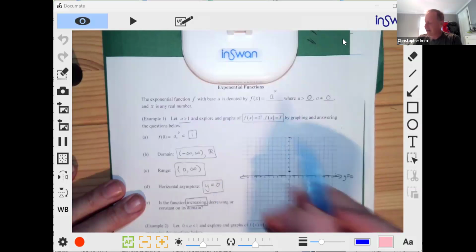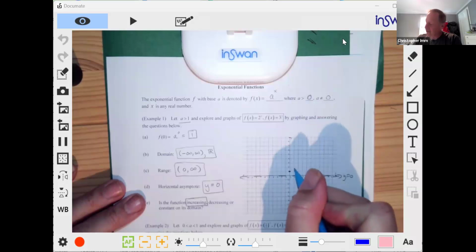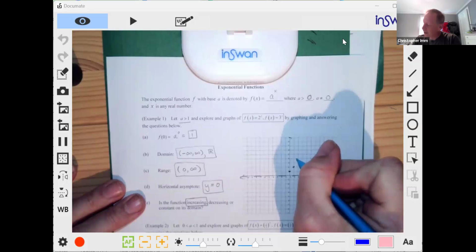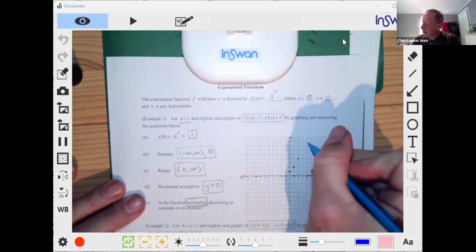Let's try 2 to the x. What if I plugged in 1 for x? I would get 2 to the first. That's going to be 2. What if I plug in 2 for x? I get f of 2 is equal to 2 squared, or 4. So you can sort of see this is like the ripping paper. If I did 3 rips, I'm going to be 8 times as much.